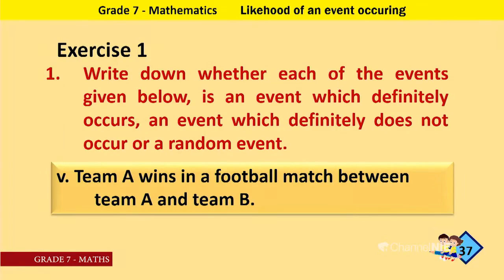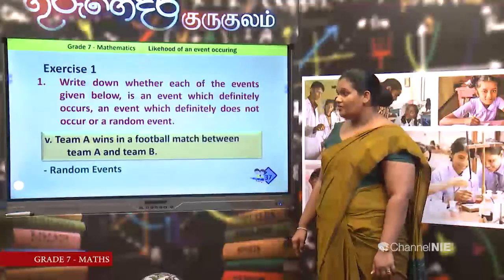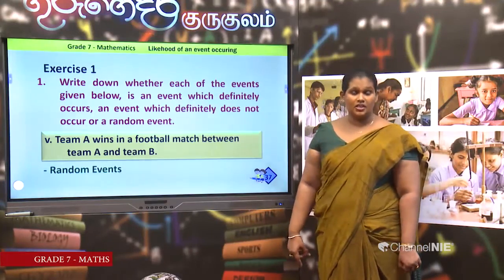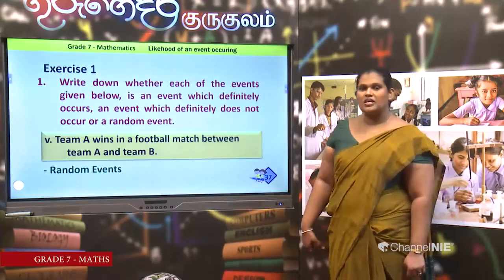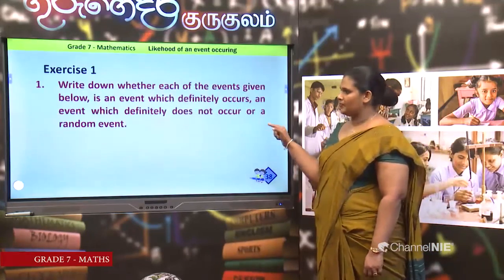So, we will move on to the fifth part of the same exercise. Team A wins in a football match between Team A and Team B. If there is a football match between two teams, obviously one of the teams has to win, but we can't exactly say who's going to win. Therefore, Team A wins is a random event.